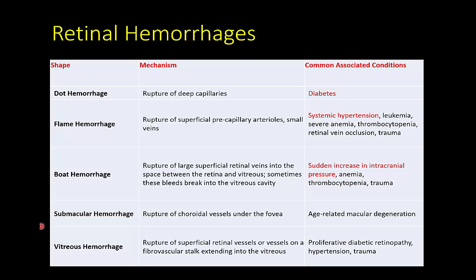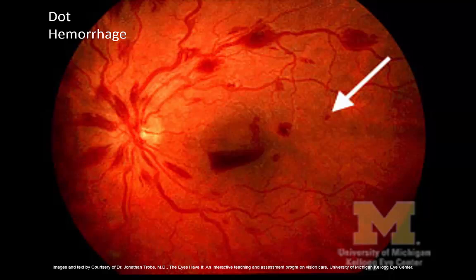The boat hemorrhages are most commonly associated with intracranial pressure, especially abrupt increase in intracranial pressure, and where this most likely happens is trauma, but especially subarachnoid hemorrhage from a ruptured aneurysm. And then lastly, you can have hemorrhages in your macula, you can have hemorrhages in your vitreous, but most often this is something that we would leave to an ophthalmologist. So let's look at some examples.